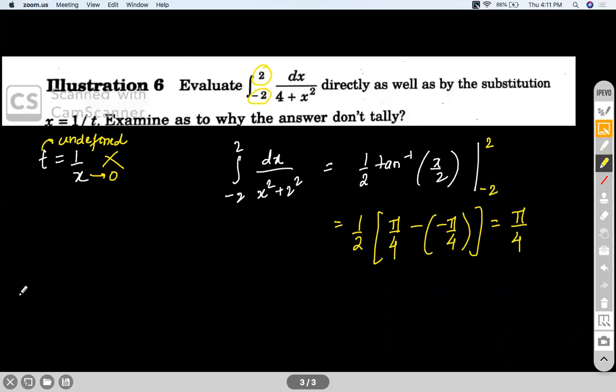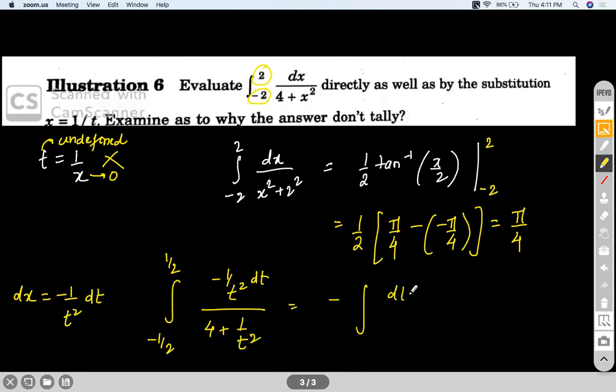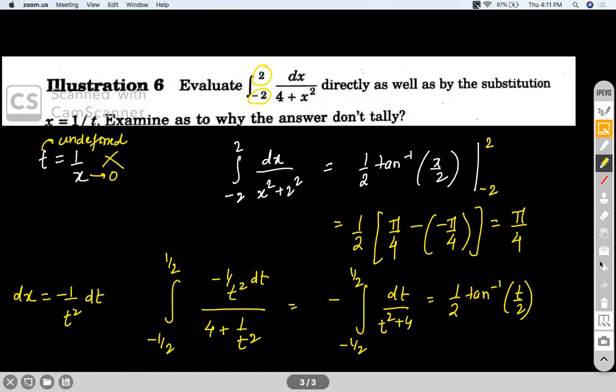But the moment you put x is equal to 1 by t, dx is equal to minus 1 by t square dt. Okay. What will happen? Limit of integration, of course, will also change, minus half to half. Okay. This will become minus 1 by t square dt over 4 plus 1 by t square. Okay. Which is nothing but minus dt by t square plus 4, from minus half to half. Okay. So this gives you the answer as half tan inverse of t by 2.